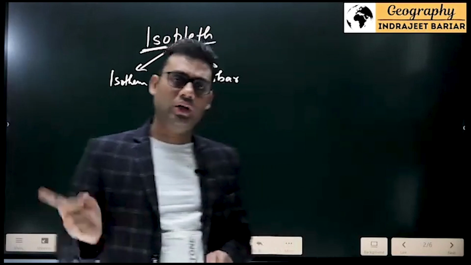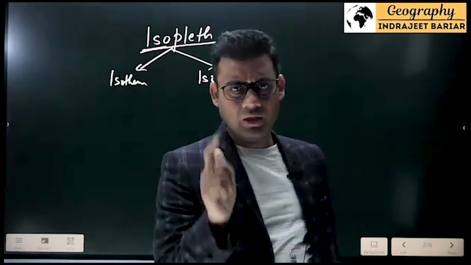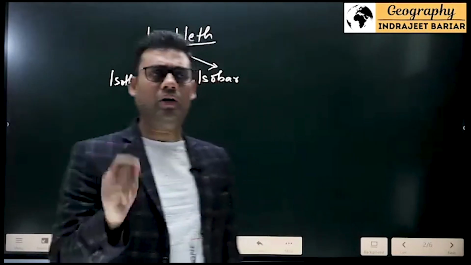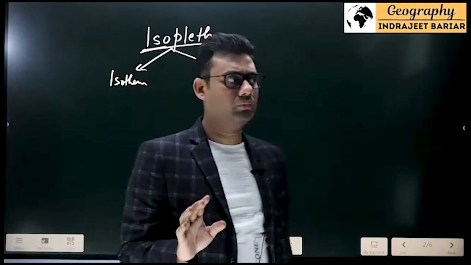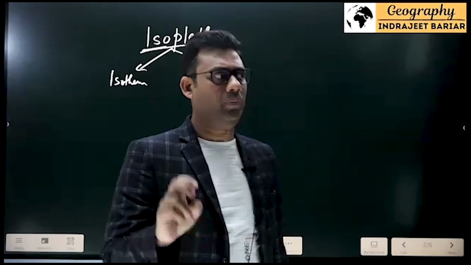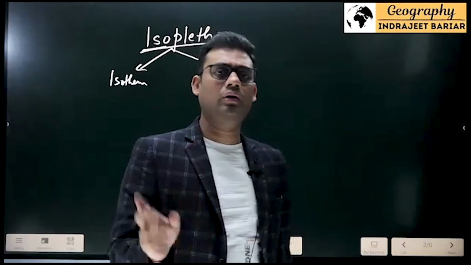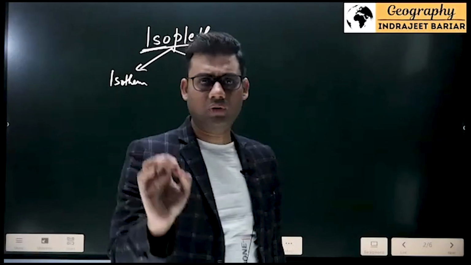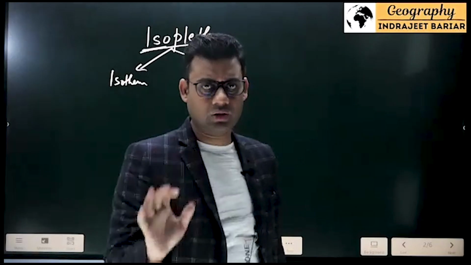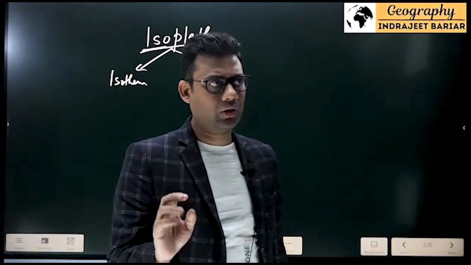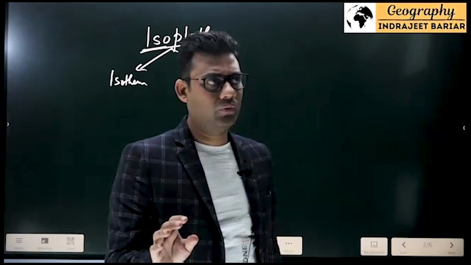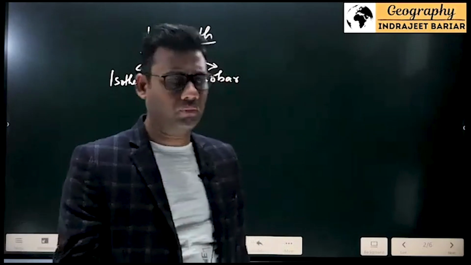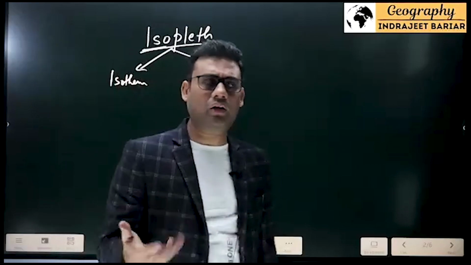So in the definition of isotherm, what is the click? That is when reduced to mean sea level. Every place should be reduced to mean sea level, and then isotherm should be drawn. Everyone okay with this, or anyone has to ask anything? What I just said, feel free to ask. Okay, I'm going fast because definitely we are revising.